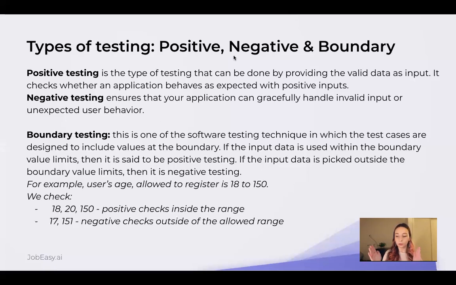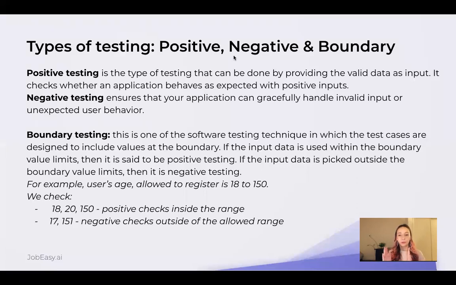So if your registration form tells that user should not be less than 18 years old, take 17 years old, try to create a profile for a user who is 17 years old, and then verify that this profile cannot be created. You see proper error message. And then also take 151 and make sure that you also cannot register because it's basically too old, right?